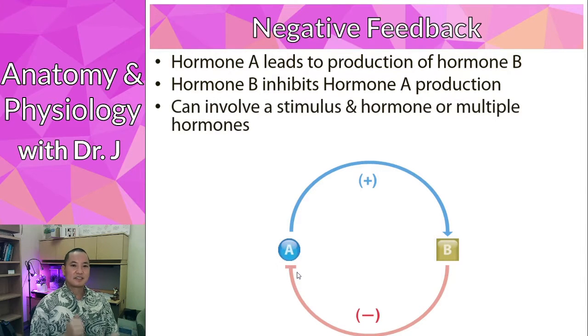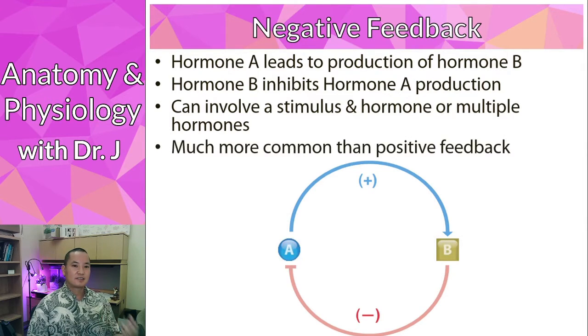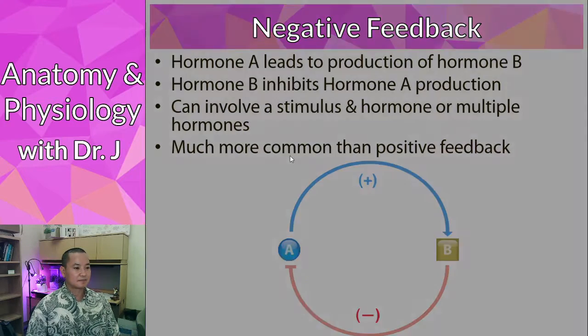So it's not necessarily just hormones. You can also have a stimulus causing the release of a hormone, but that hormone reducing that stimulus. So it can be a mixture of stimuli and hormones, or hormones and other hormones. But what we have here, A turns on B, but B turns off A. And we see multiple instances of this kind of feedback loop in the human body.